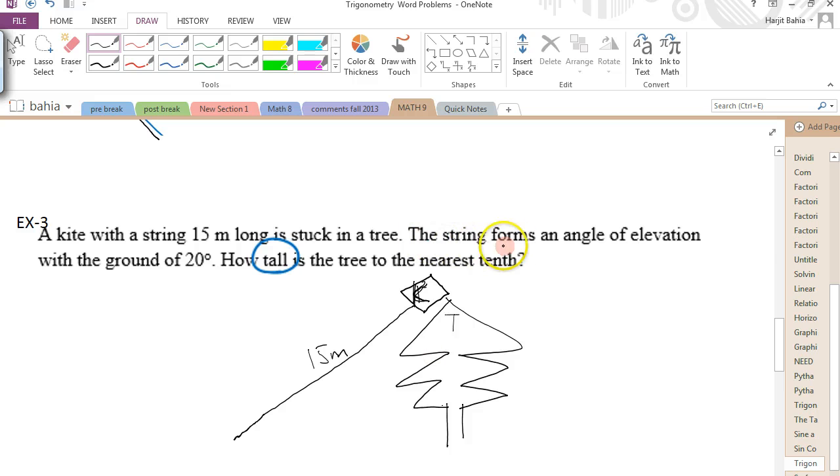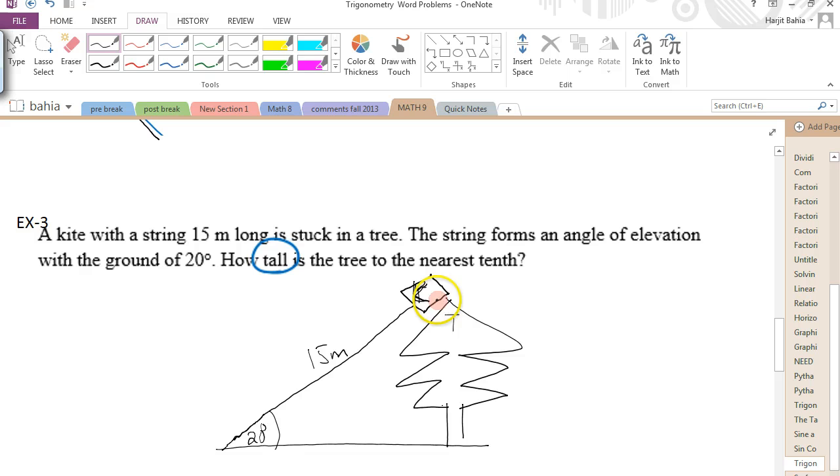It says the string forms an angle of elevation with the ground of 20 degrees. So there's the ground and the angle of elevation. So there's the horizontal, the ground, angle of elevation going up. This angle here is 20 degrees. Based on this, and because the kite is stuck up in the top of the tree, we can figure out how tall the tree is. That's pretty cool, isn't it? You can figure out how tall a tree is based on all this information.